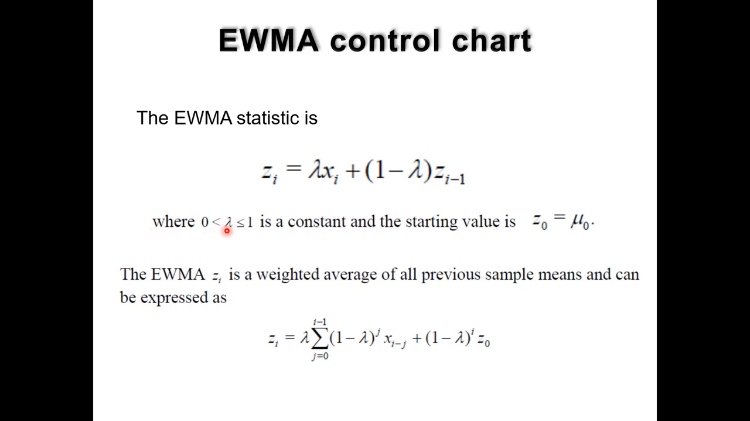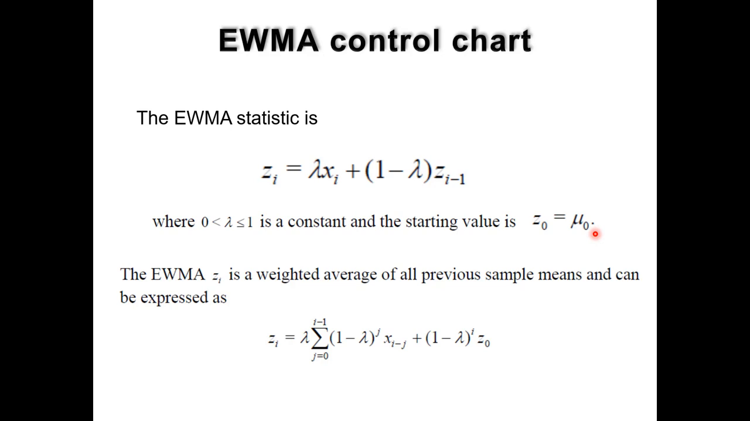So lambda normally ranges from larger than 0 to smaller than or equal to 1, meaning lambda will be larger than 0, but smaller or equal to 1. Lambda is a constant, and the starting value Z naught will equal mu naught. This mu naught is actually the process mean value, or if you talk about phase 1, mu naught will be obtained from phase 1.